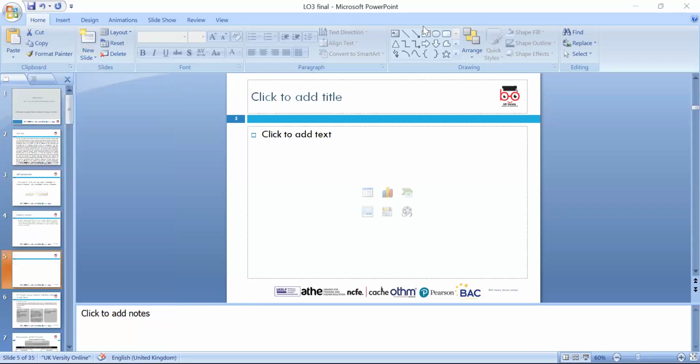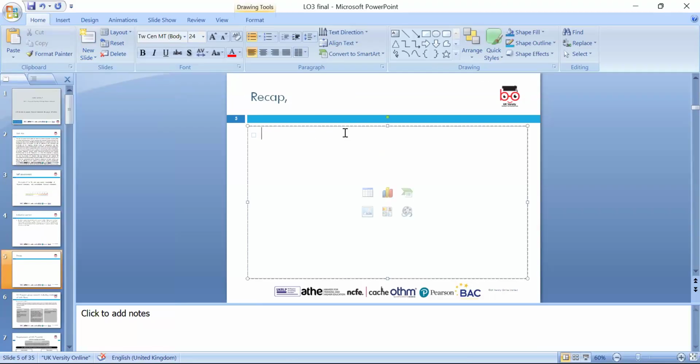Okay, so let's do a bit of recap. We discussed international accounting standards. We discussed IAS 1 and how to prepare financial statements. And we discussed IAS 2, which is about inventories.